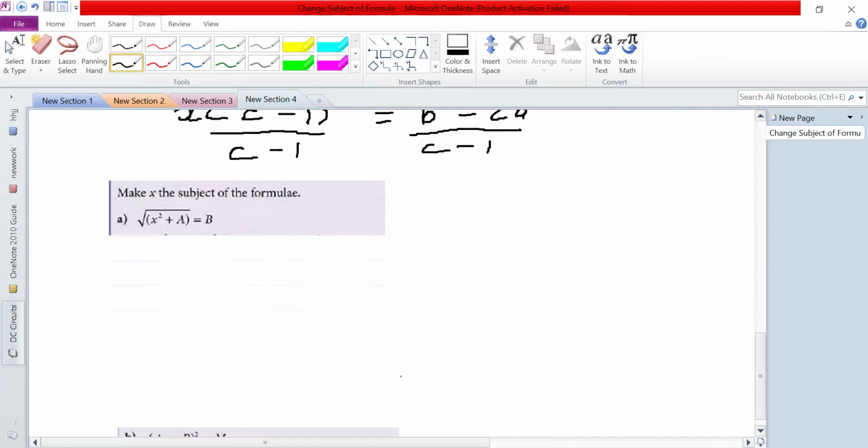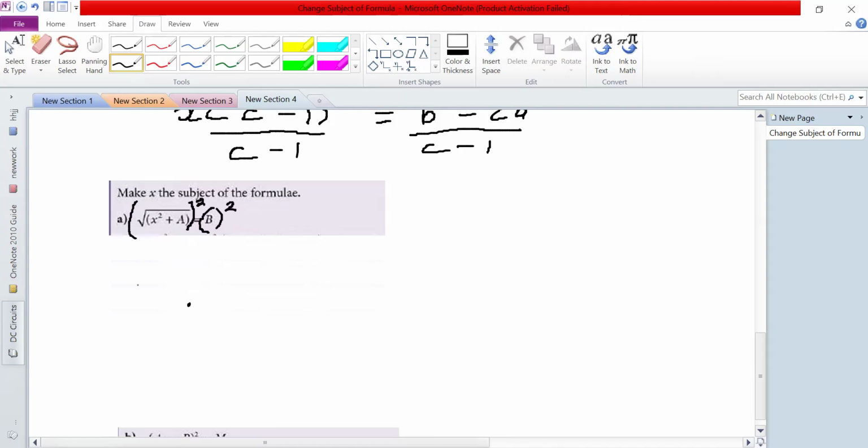Make x the subject of formula. So we have the square root of x squared plus a being equals to b. Here, the first thing that we need to do is get rid of the square root. So to get rid of the square root, we square both sides. So we'll square this side, then we'll also square this side.